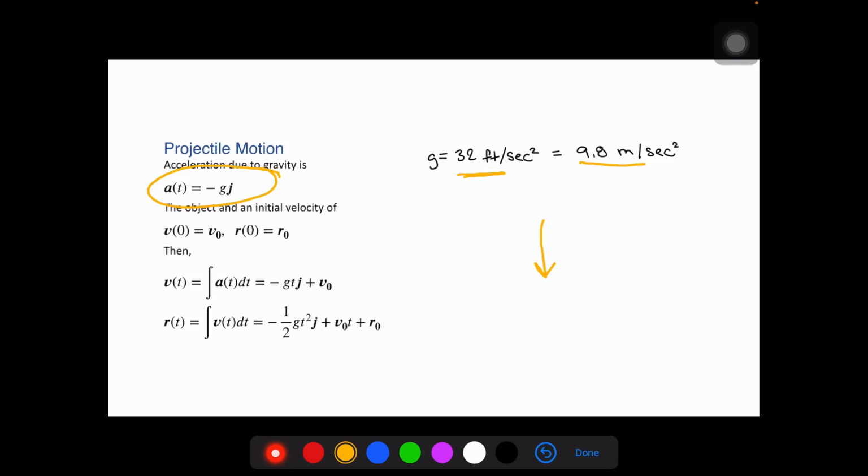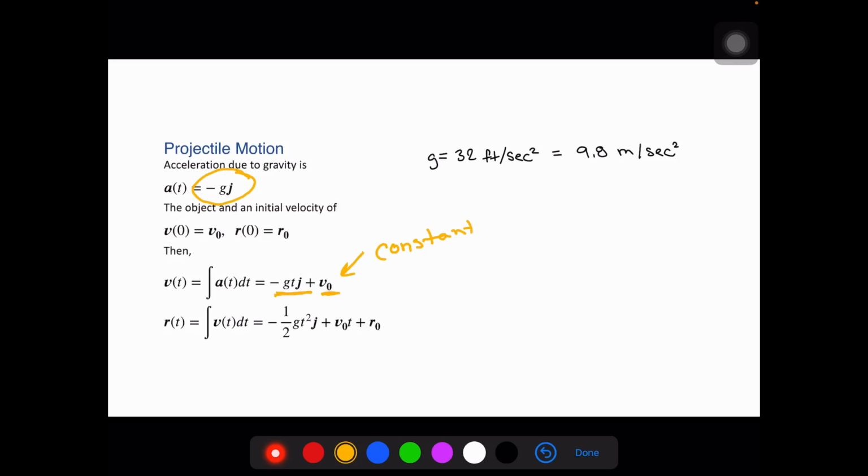All right, and then if the initial velocity of the object is what we're going to call v0, so that's a vector, and the initial position of the object is the vector r0, then we can use integration to find our velocity and position functions. So if we integrate our acceleration function, which was negative g, with a y component of negative g, we get negative gt, again, that's the y component, and then plus a constant. That constant is going to be our initial velocity.